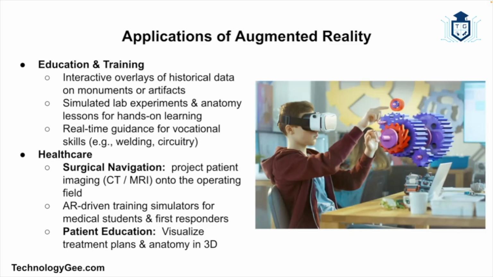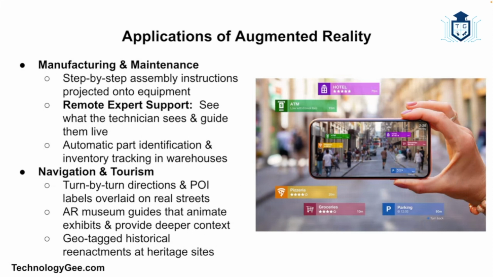It's also found in healthcare. AR assists healthcare professionals in diagnosing and treating patients, surgeons use AR to visualize anatomical structures during procedures, and medical students use AR for training and simulations. You can find it in manufacturing and maintenance. AR improves efficiency and accuracy in manufacturing and maintenance tasks. Workers can use AR glasses to access real-time instructions, visualize assembly steps, and identify components.